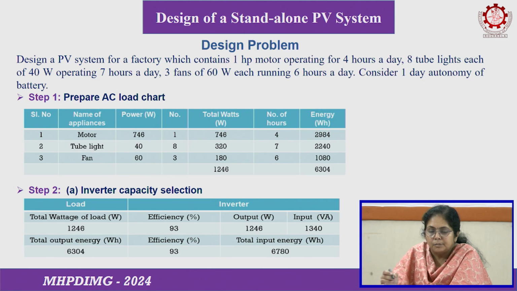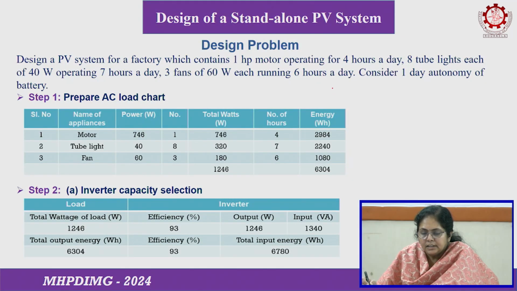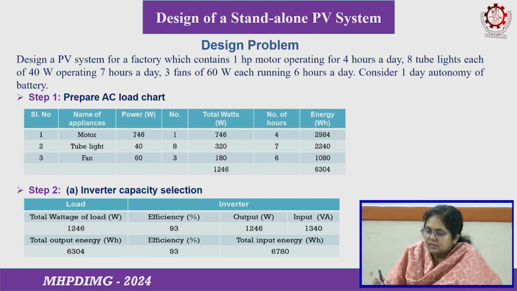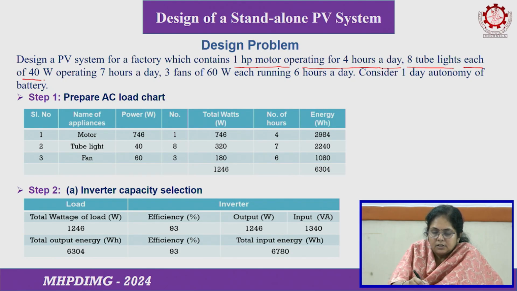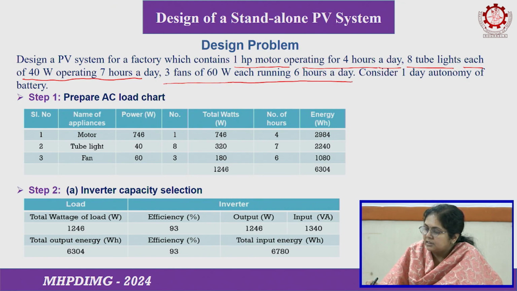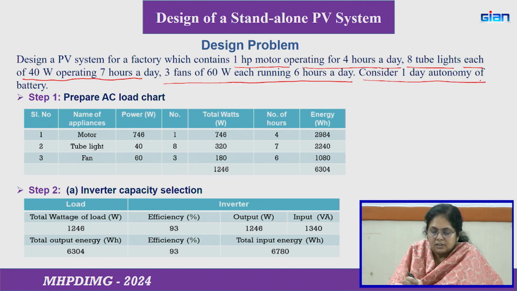So, here the problem is: design a PV system for a factory which contains a 1 HP motor operating for 4 hours a day, 8 tube lights each of 40 watt operating for 7 hours a day, 3 fans of 60 watt each running for 6 hours a day. Consider a 1 day autonomy of battery. I will come to this part later.